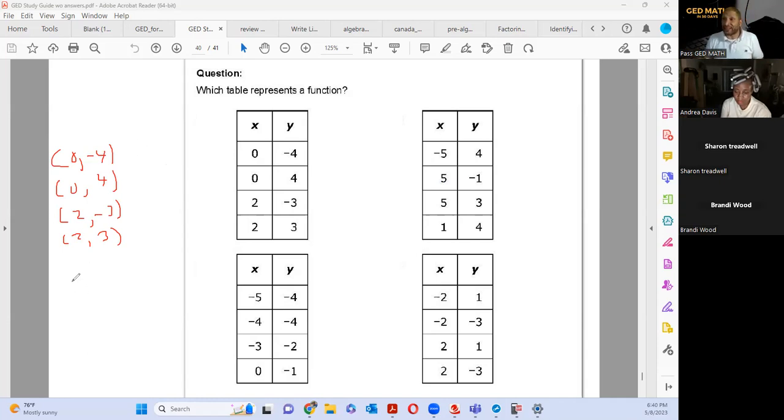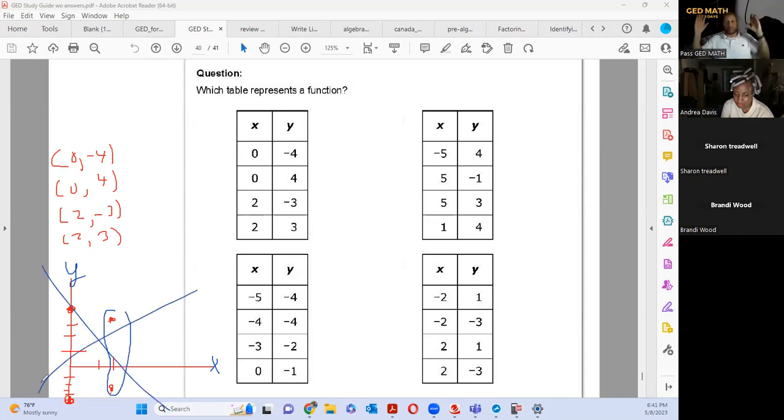Well, guess what? I can take that set of points and put it on a graph. (0, -4), (0, 4), (2, 3), (2, -3). So they can also show you as a graph. What you have to recognize is that for every X, there's only one Y. So when I look at this graph on X and Y, this is my X axis. When X is 2, I got 2 different Y's, not a function.